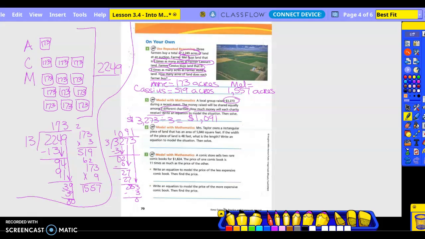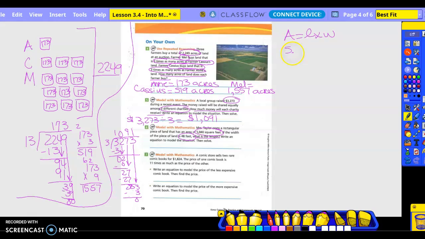Number 6. Model with mathematics. Mrs. Taylor owns a rectangular piece of land that has an area of 5,040 square feet. If the width of the piece of land is 48 feet, what is the length? Write an equation to model and then solve. So the total area is 5,040 feet. The width is 48 feet, and they want to know what the length is. So what is my formula for area? Area equals length times width. So we're going to plug in our numbers.